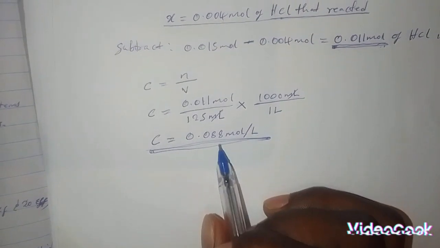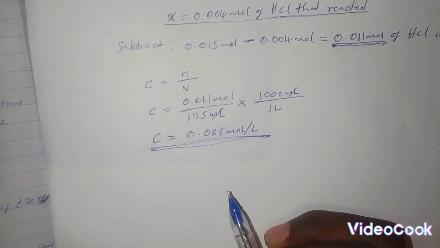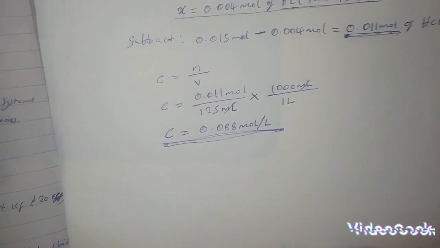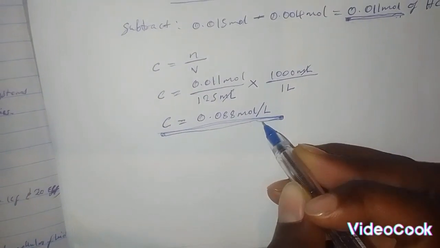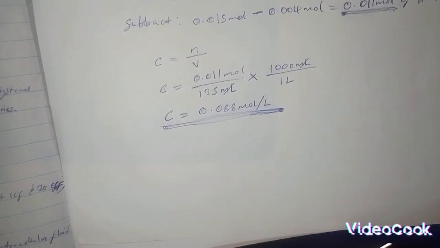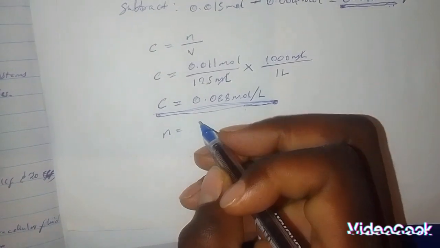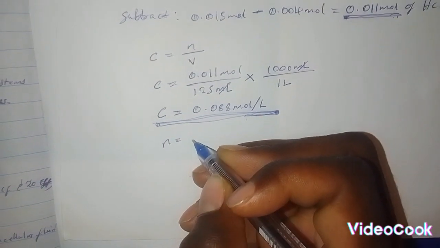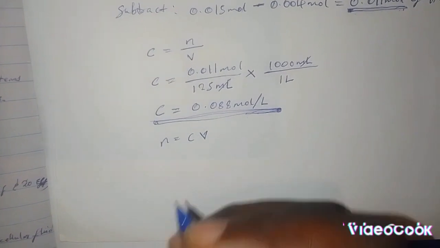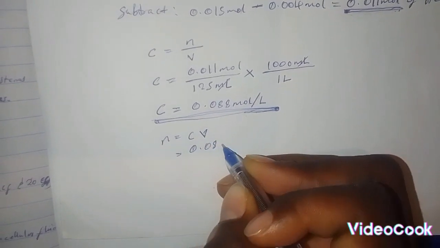After calculating this concentration, this is not the concentration which was used. They are saying a 10 mils aliquot of this solution is taken and titrated with. So it means that out of this concentration, only 10 mils was gotten. So we have to calculate the number of moles which were present in that 10 mils out of this concentration. Since the number of moles is equal to concentration multiplied by volume, what is our concentration? Our concentration is 0.088.